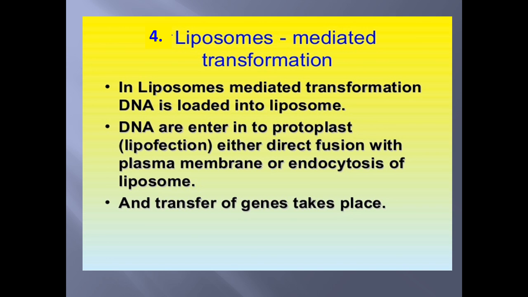The next method is liposome mediated transformation. This is the fourth method of transferring the gene into the recipient cell, or for example in any tissue. Now the question comes, what are these liposomes? This liposome mediated transformation is also called liposuction. Usually this method is used to deliver the required gene into the cell, or sometimes to deliver drugs into the target cell.